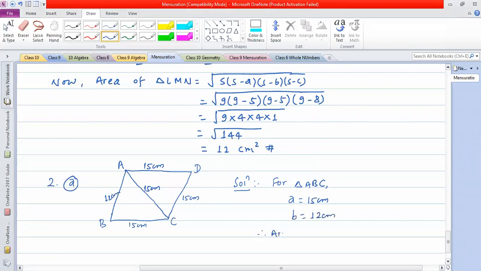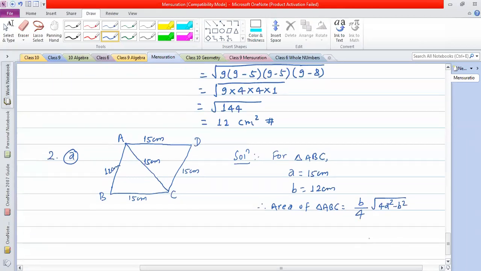Therefore, area of triangle ABC equal to, what is the formula? B by 4 square root 4A square minus B square. It is the formula. Okay, now find it. B is 12. 12 by 4 square root 4 into A square means 15 square minus B square is 12 square. Now find it, how much it will come.